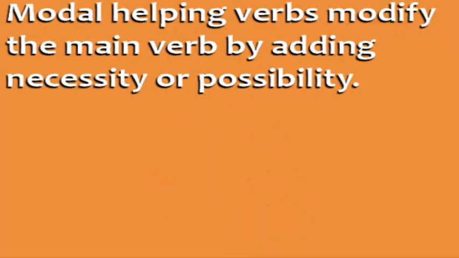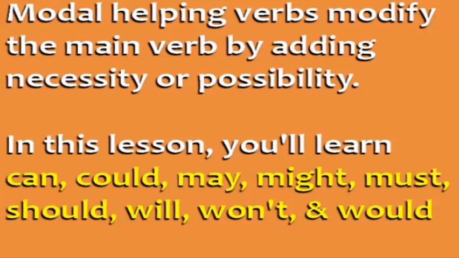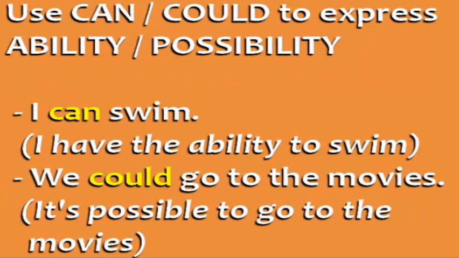Modal helping verbs modify the main verb by adding necessity or possibility. In this lesson, you'll learn how to use can, could, may, might, must, should, will, won't, and would. Use can and could to express ability and possibility. I can swim means I have the ability to swim. We could go to the movies means it's possible for us to go to the movies.